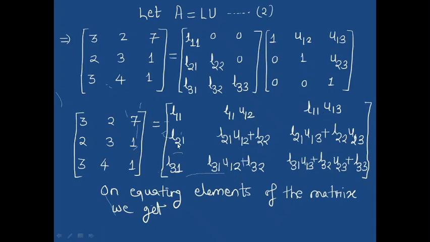Now, when we have two matrices equal, it means their corresponding elements are equal. So why are we equating this? Because here in the lower triangular matrix and upper triangular matrix, we have some unknowns to be evaluated. What are the unknowns? L11, L21, L22, L31, L32, L33. 6 unknowns in the lower triangular matrix and 3 unknowns in the upper triangular matrix. This we wish to obtain. So for this, we equate corresponding elements of the two matrices.